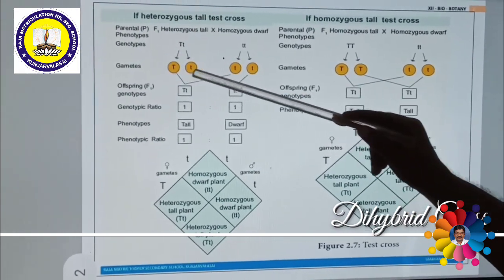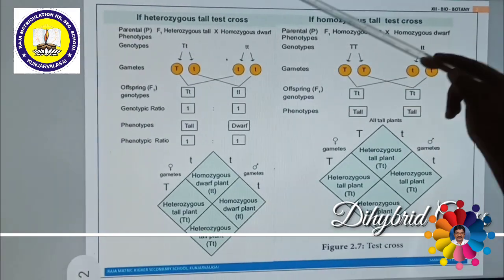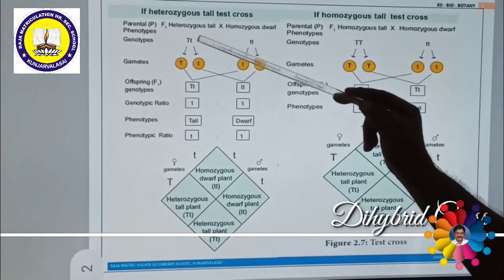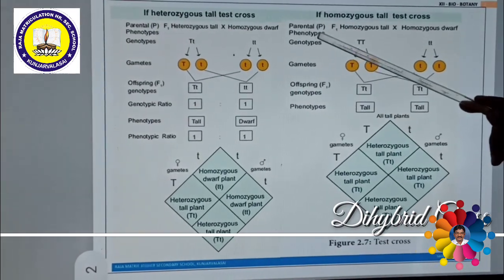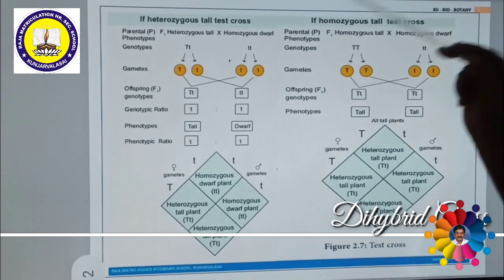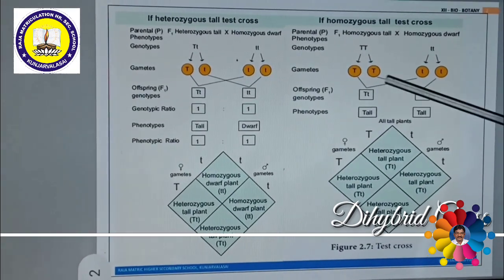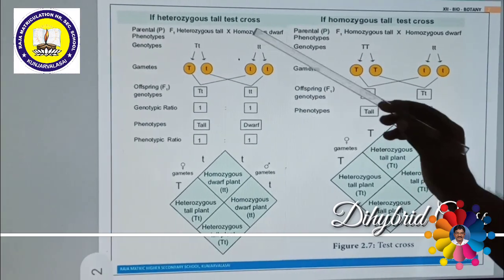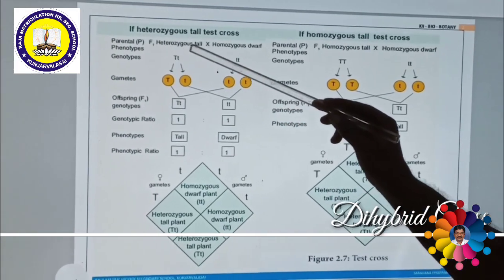This is an individual plant of unknown genetic makeup which will be crossed with a homozygous recessive. If we cross a homozygous recessive with any unknown genetic plant, that is called a test cross. Do you understand? Here we have two different types of test cross: heterozygous tall test cross and homozygous tall test cross. For example, homozygous dwarf, small t, if you cross with the genotype of an individual, this may be the F1 generation.